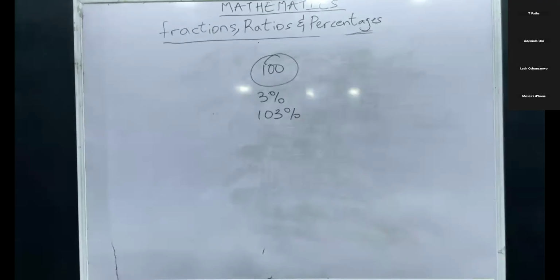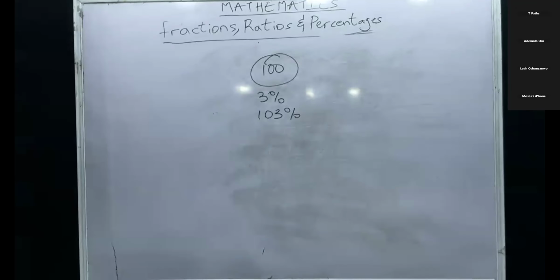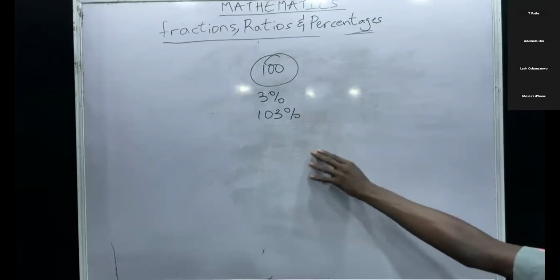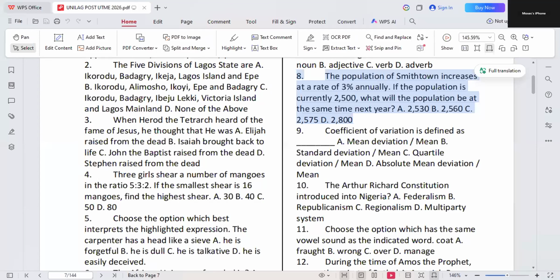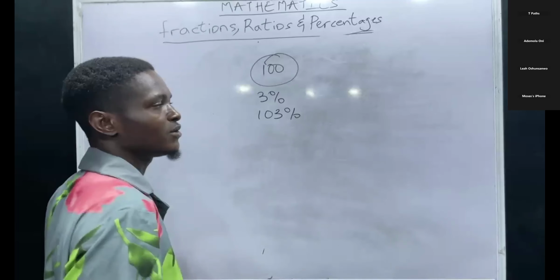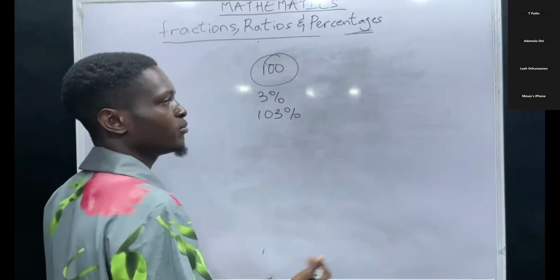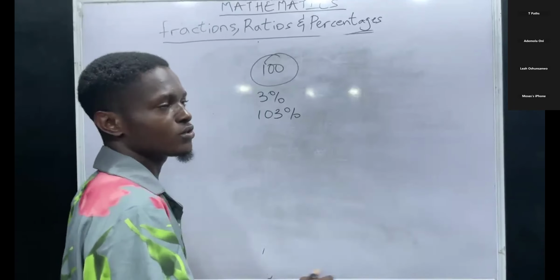Now looking at the question, we're told the population of Smithtown increases at the rate of 3% annually. We already figured whatever we have now is 103%. The population currently is 25. What will be the population next year? It simply means we are taking 103% of the total population to know the population we'll be having next year. Currently we have a population of 25, and they say it is increasing by 3% every year.